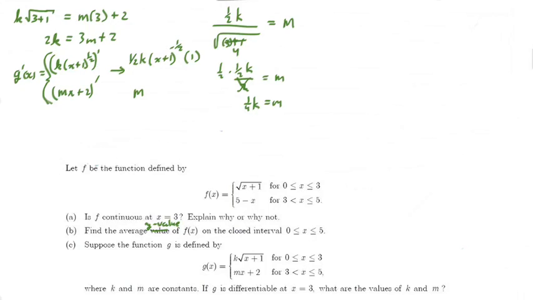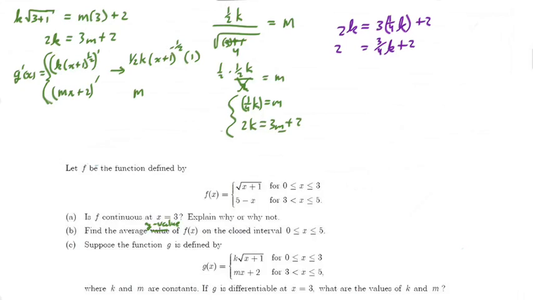Here we have it, people. Here's one equation, and our other equation, let's write down here with them. We'll have 2k equals 3m plus 2. This is a system of equations. You guys remember algebra? So I just got to take this m, and I'm going to plug it into this m right here and start solving. So we have 2k equals 3 times 1/4 k, and then we have plus 2. So this is going to be 3/4 k plus 2.